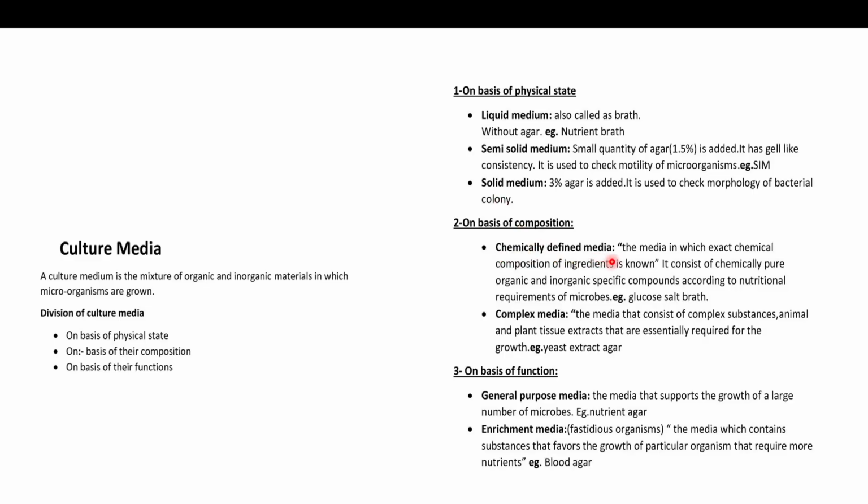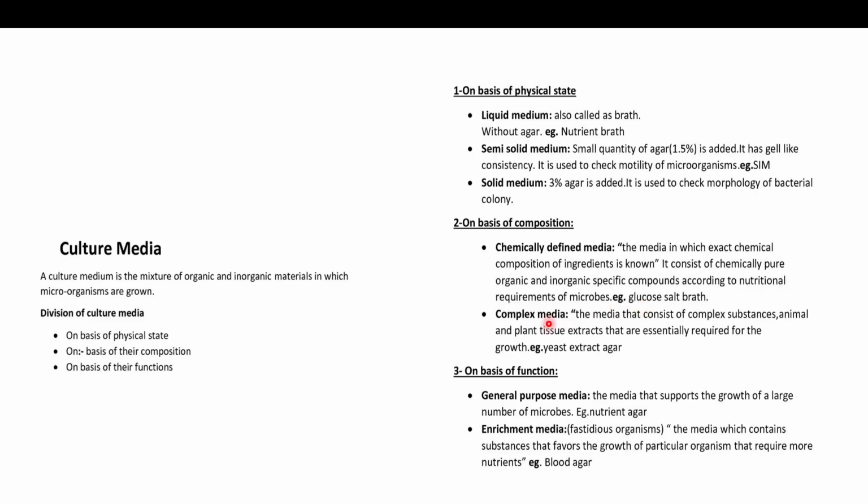really know the exact chemical composition or chemical constituents of the particular culture medium in question, and it has chemically pure organic and inorganic specific compounds according to the nutritional requirements of microbes. An example is glucose salt broth. It will be broth where we know the exact amount of glucose, and the exact amount of salt in it.